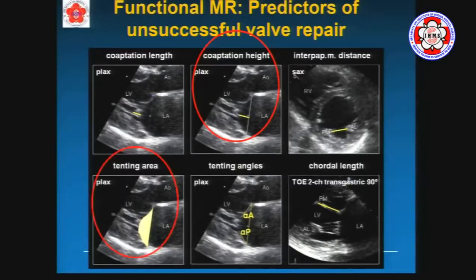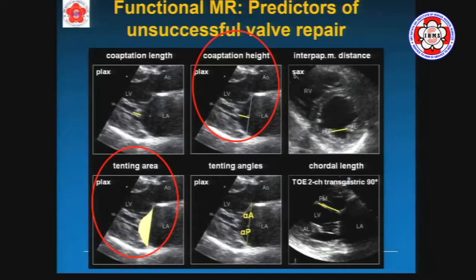So in the same way, I can measure this area. This is basically the same measurement. Instead of measuring this height, I'm just measuring this area. And if this is more than 2.5 square centimeters, again, the chance of successful repair is very, very less. That means basically these leaflets are being retracted down farther away from the mitral valve annulus, and repair becomes more difficult. There are these other things here too.